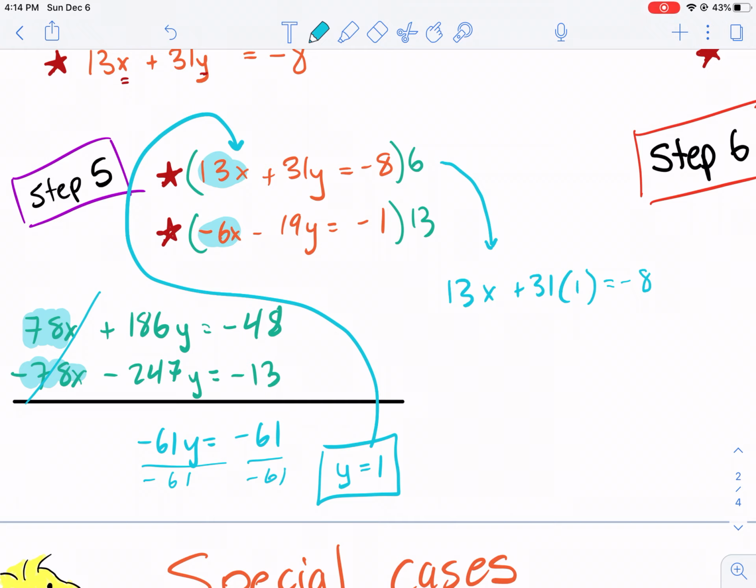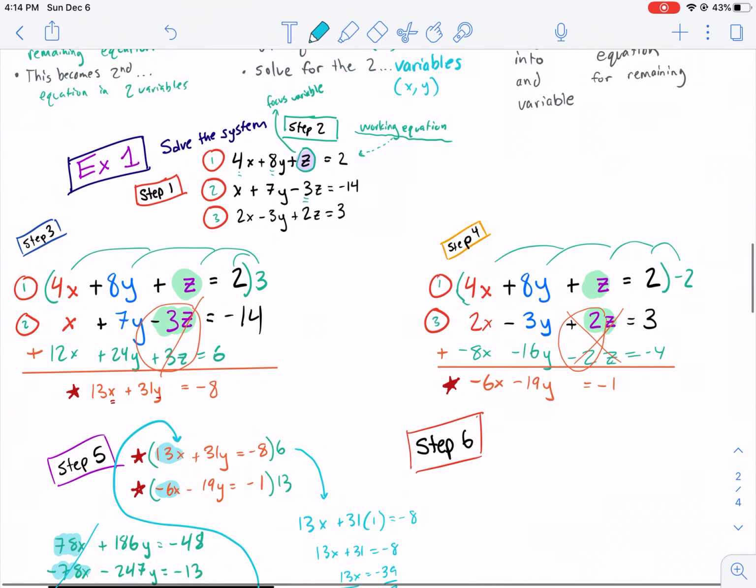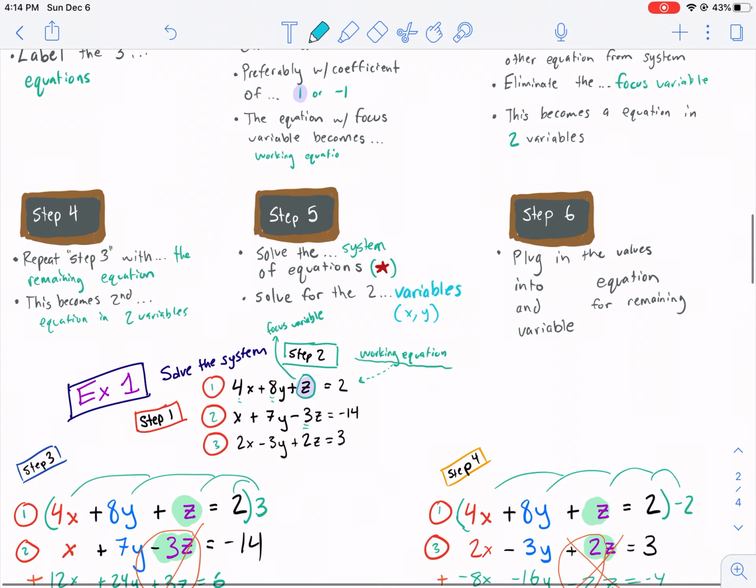So now I'm just solving for x here. I have 13x plus 31 equals negative 8. I'm going to subtract 31 from both sides. I get 13x equals negative 39. Divide by 13. I get x equals negative 3. Guess what? I have my second variable. We're down to our z. We already solved for our two variables, x and y.